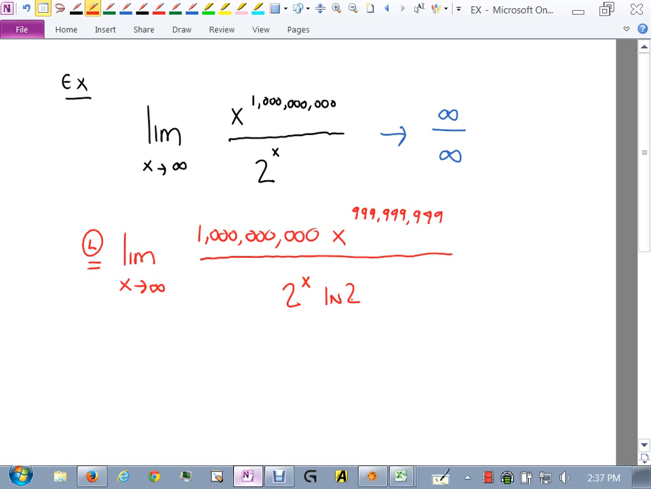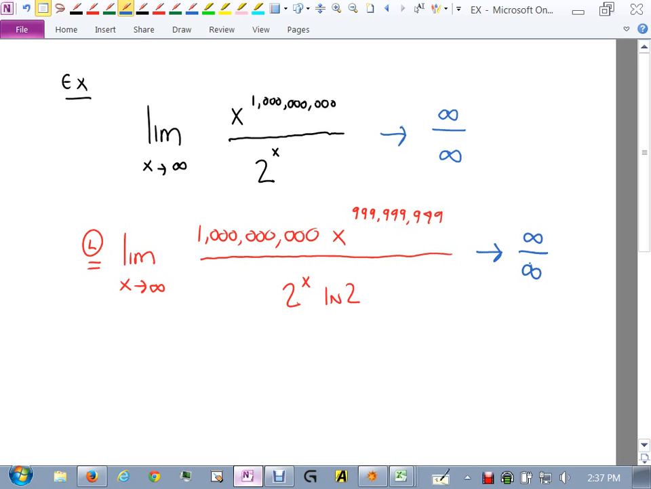Now let x go to infinity. What do you get? Infinity to the 999 millionth power is going to be infinity, yes? Okay. Over 2 to the infinity is infinity. So we still have infinity over infinity? Are we stuck in a loop? Is this a loop or not?